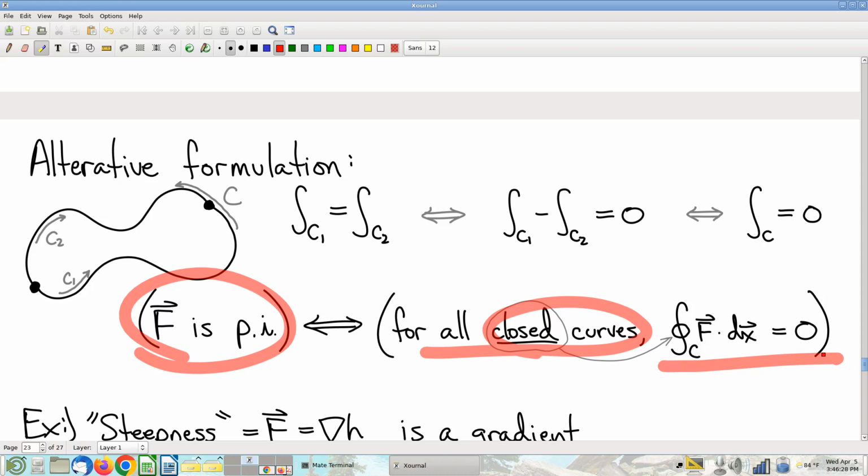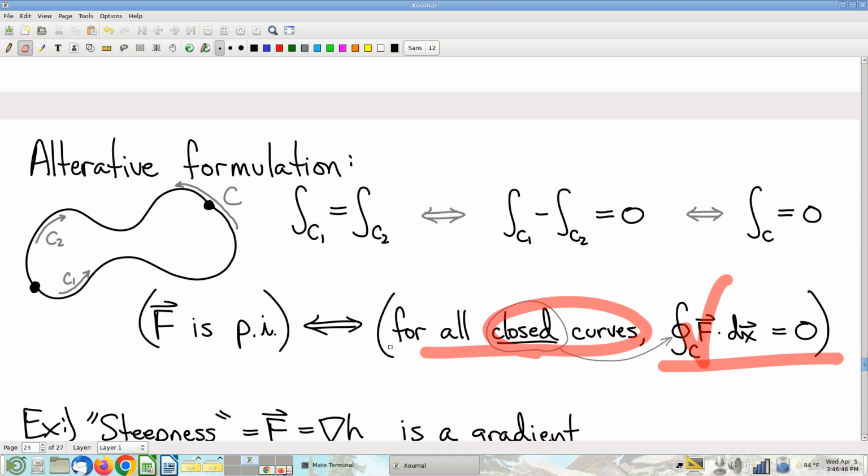The closed curve has to be where the vector field's defined. Yeah, I've got to be able to actually compute the line integral. So I need the vector field to be defined everywhere, and I need the curve to be where I'm going to compute the line integral of that vector field.